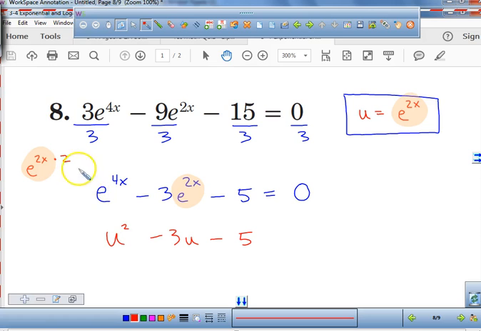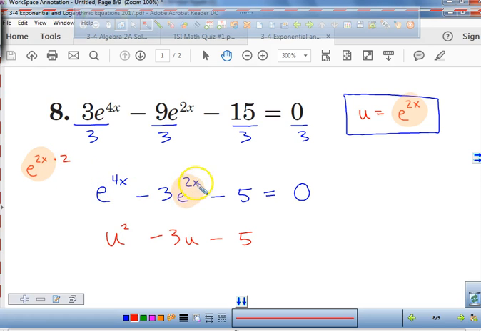So I'm trying to help you guys be able to see. This part's easy, because you can see e to the 2x, that's just going to be a u. But e to the power of 4x actually becomes a u squared, because this is the u and the 2 goes right there. So now, set that equal to 0.